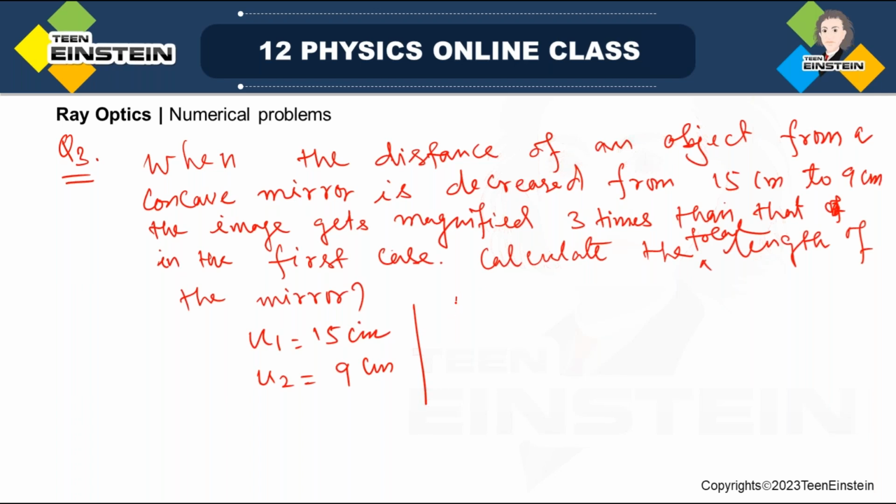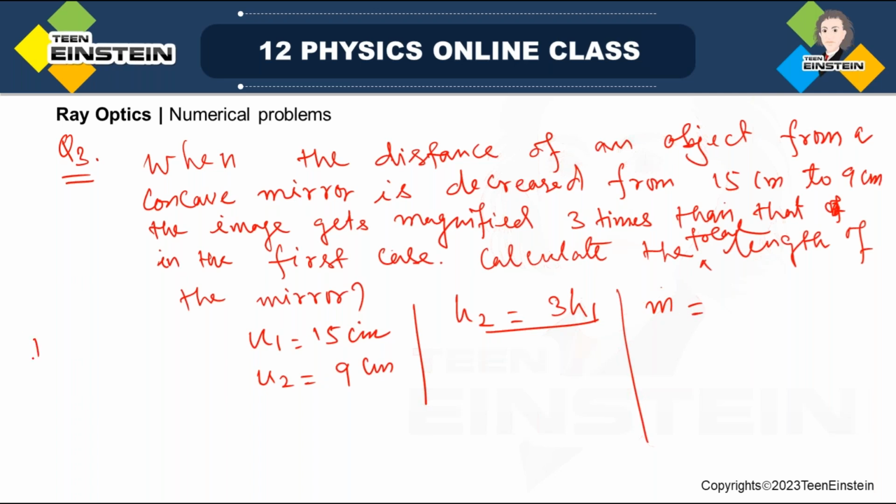Now H2 is 3 times the H1. This is what is given. So how do you find out the focal length? In fact, the M is given, right? Magnification is given. So here two object distances are given. Can we find out magnification in terms of focal length and object distance?